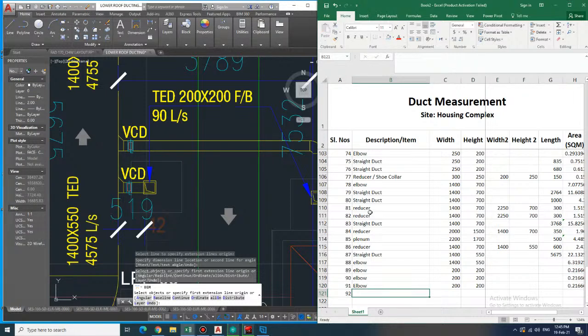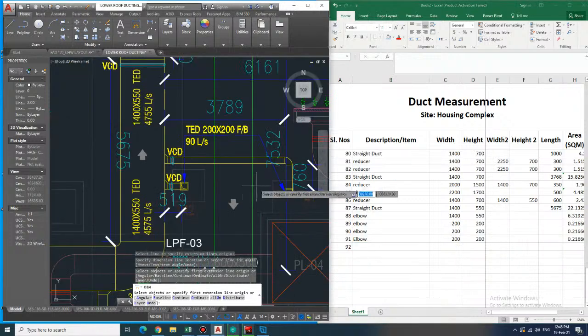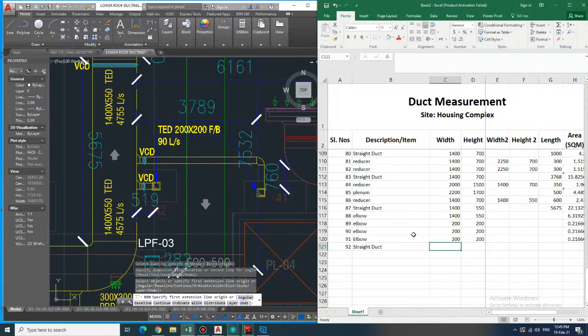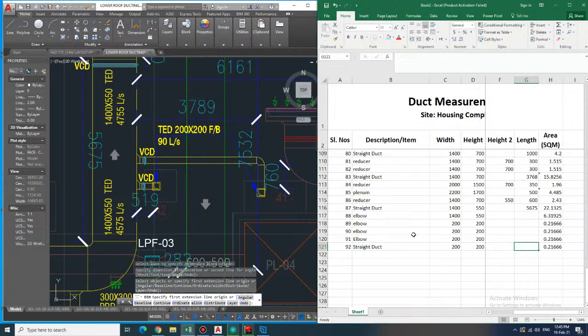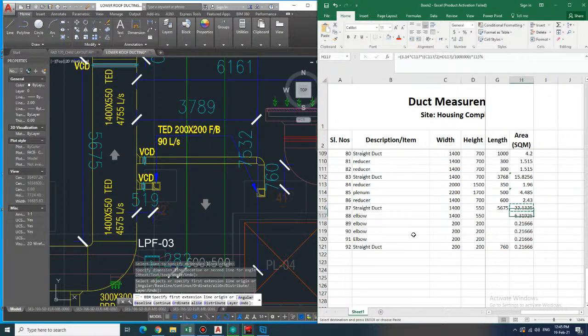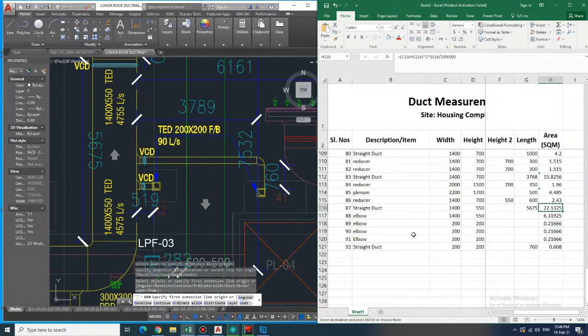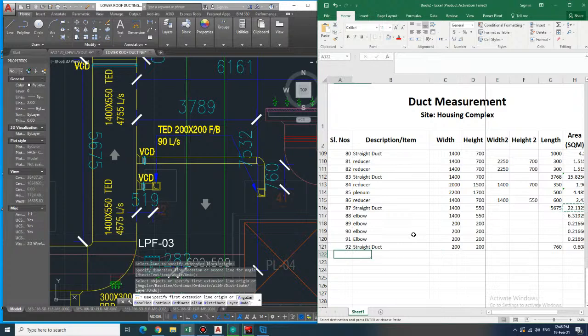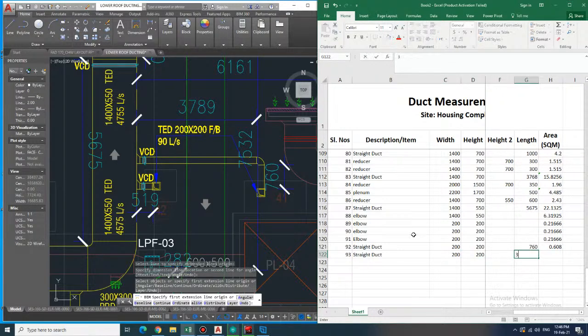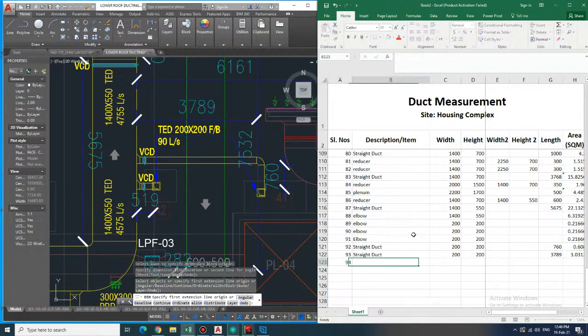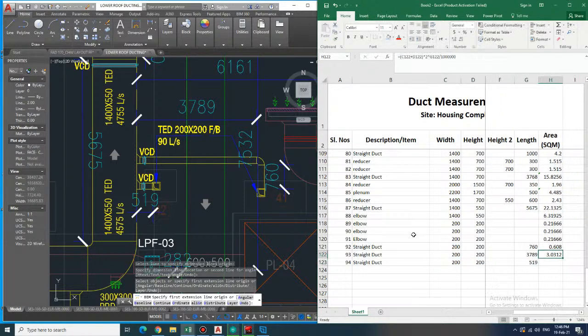92. We are going straight at 200 by 200. How does the equation come here? Okay, leave it. 760. We apply the equation for the straight duct, only this much square meter. Again going to straight duct 200 by 200, 3789, equation. Already we applied the equation. Again straight duct 200 by 200, 519. Same equation we applied.